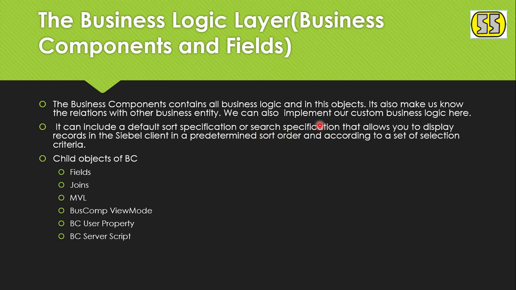Now, what are the things present under BC? Under BC we have fields, joins, multi-value links, custom view mode, user properties, BC user properties, and BC server script. All these things will be present. Today we'll understand the field and join. All the other parts we'll understand one after another in the next classes.